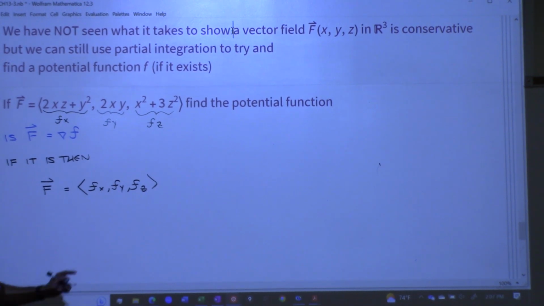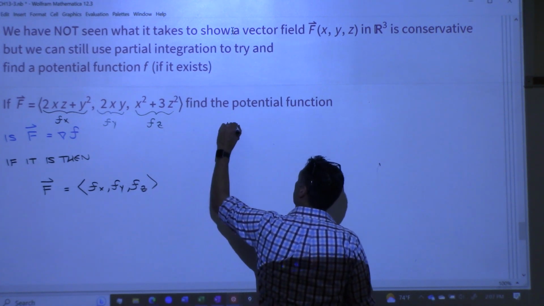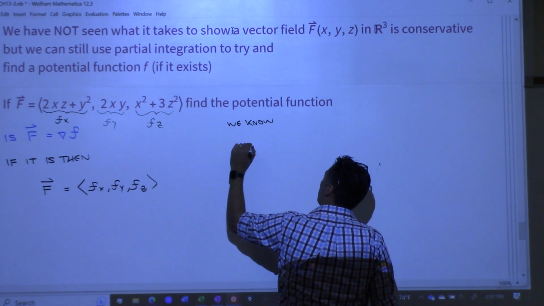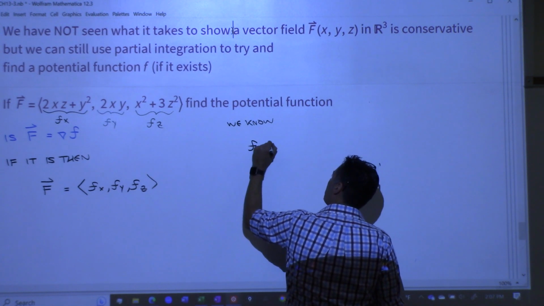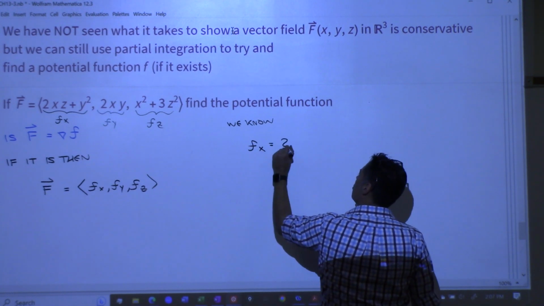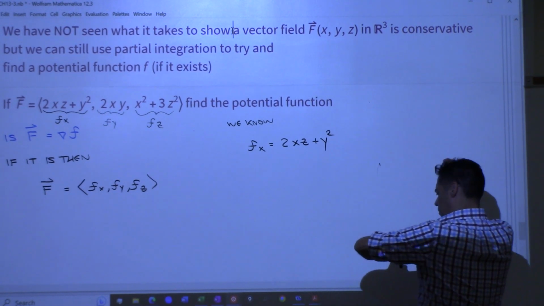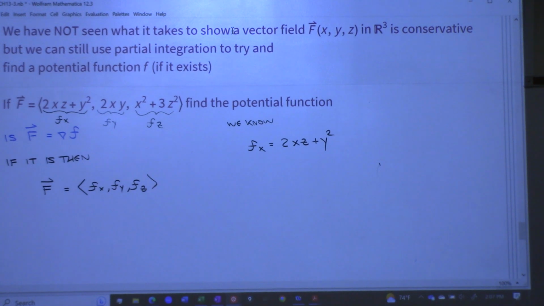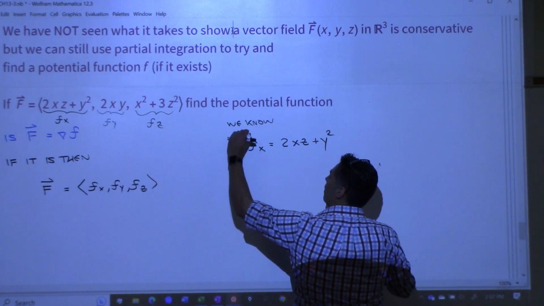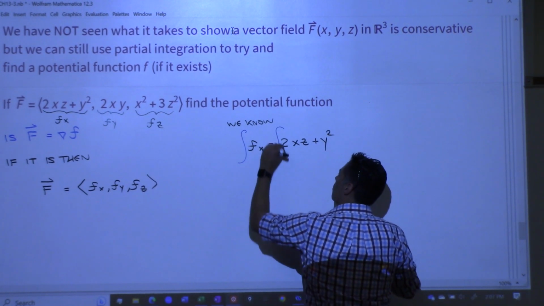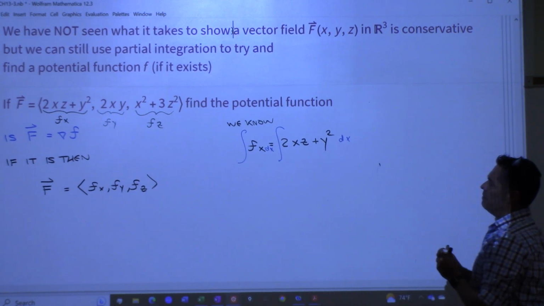All right, so I'm going to start here. We know that the partial of f with respect to x must be 2xz plus y squared. All right, that's what we know. I'm now going to integrate that with respect to x to figure out what little f is. So we do the integral with respect to x, right? That's what I'm going to do.